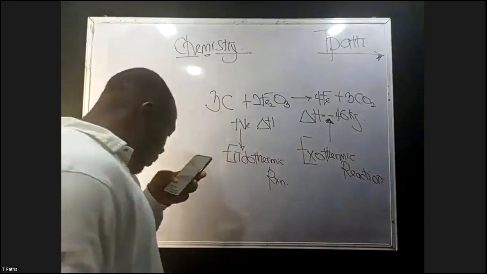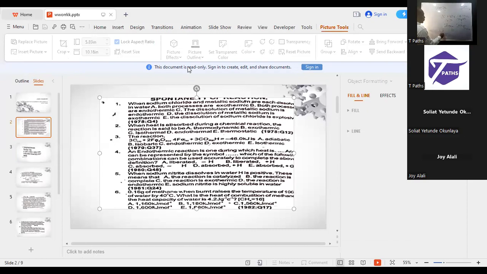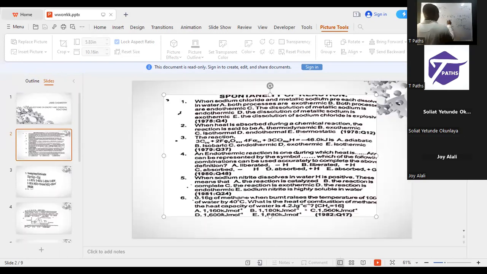Next question. An endothermic reaction is one during which heat is dash and can be represented by the symbol dash. Which of the following combinations can be used accurately to complete the above definition? An endothermic reaction is one during which heat is absorbed, and can be represented by the symbol positive delta H. We can even pick the answer there: absorbed, positive delta H, that's option D. Understand your question very well; it is a good area of questions.